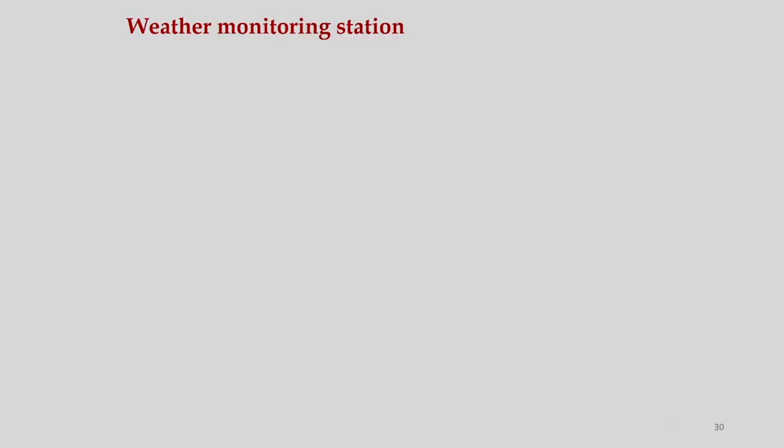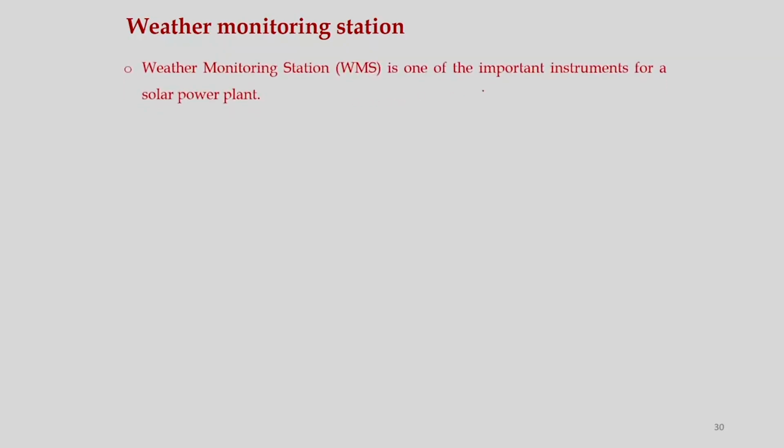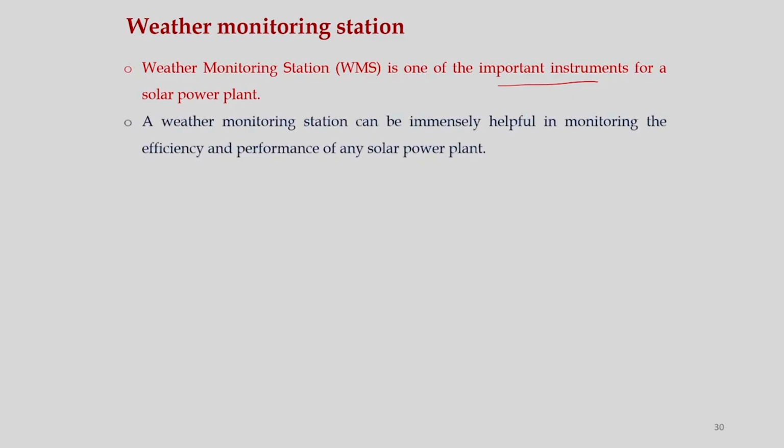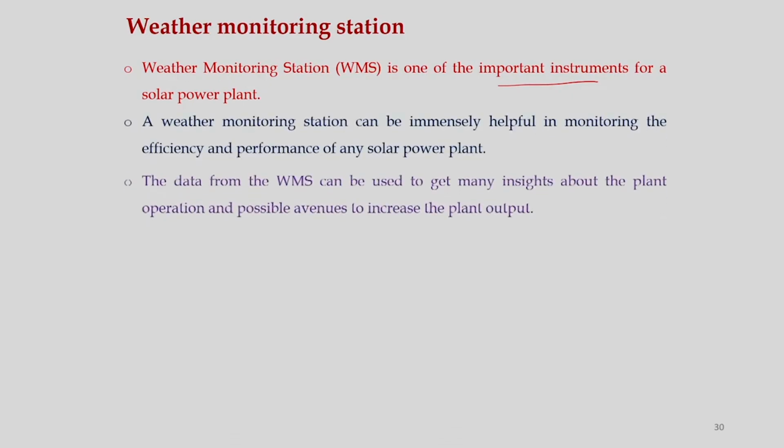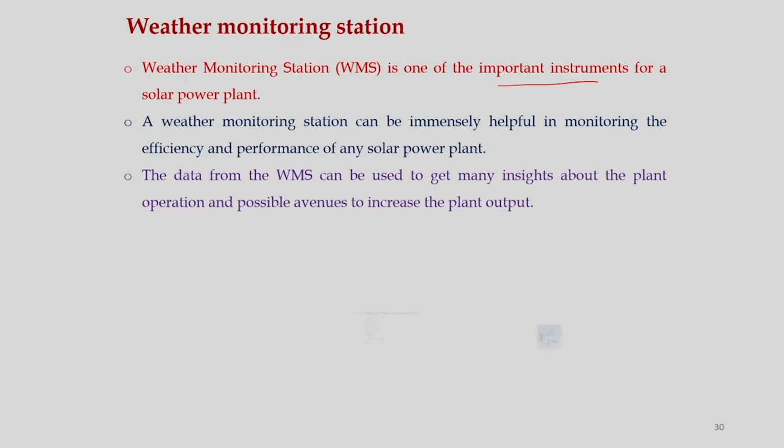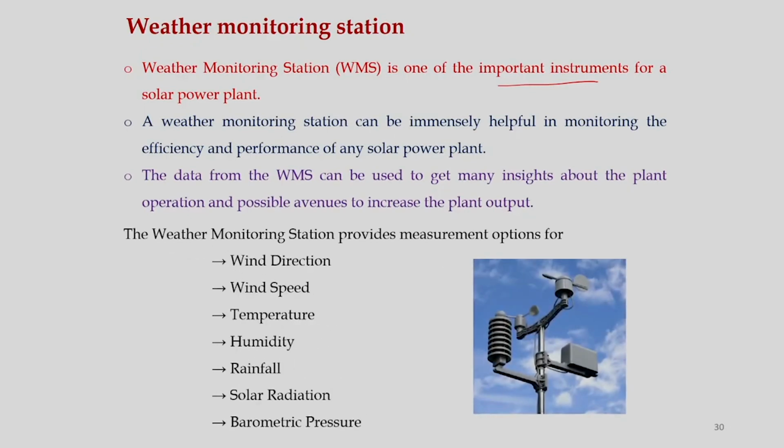And also for this kind of PV system, we need weather monitoring stations. Okay? This weather monitoring station is one of the important instruments required for a grid connected PV system, right. So, what information do we normally get from these weather monitoring stations? So, we get wind direction, wind speed, temperature, humidity, rainfall, solar radiation, and barometric pressure. So, this kind of system is there.